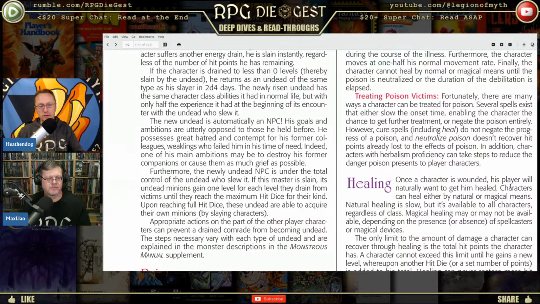That's what you are. It's half the hit dice rounded down. You're 2. But you are a minion of the wraith that killed you. If that wraith is slain, then every time you drain a level from someone, you gain a hit die until you get to 5.